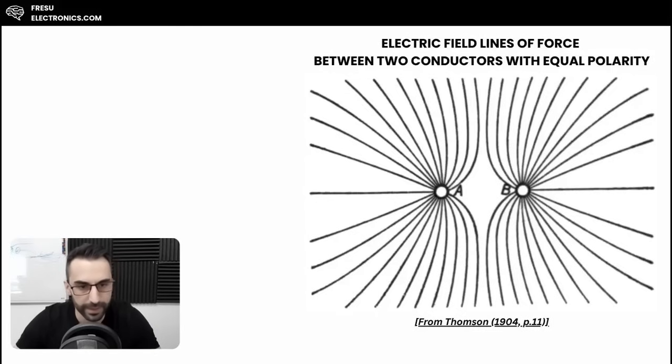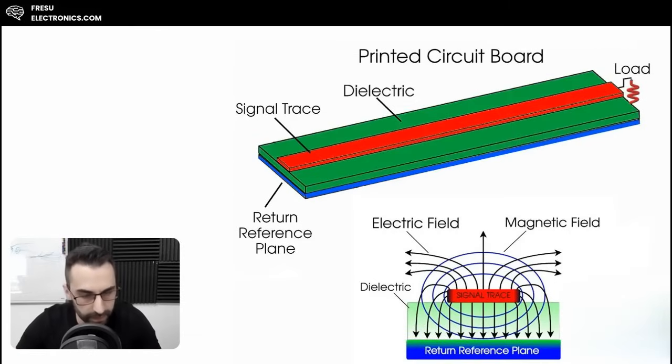Now, why is this important for applications like printed circuit boards? Let's have a look at a printed circuit board. This is the representation of a printed circuit board. Here we have the signal layer, which is shown in red, containing the signal traces, and then the return reference plane, which is depicted in blue.